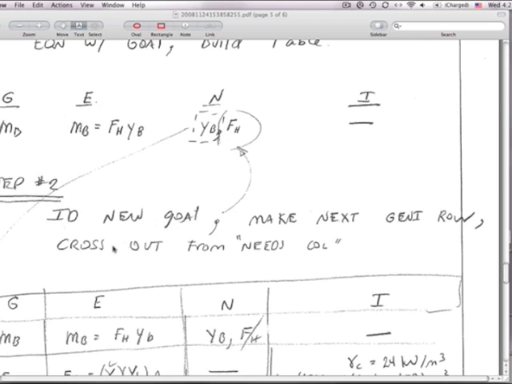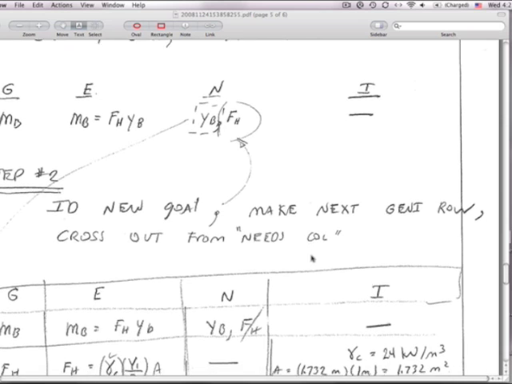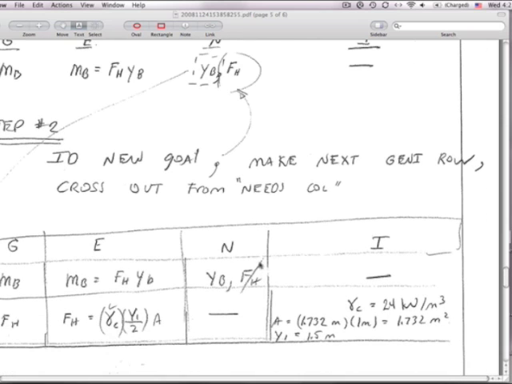Step 2 is we identify a new goal and we make our next row of our Gini table and we cross out the variable that we've now added to our Gini table. Here's what that looks like. Our new goal is the hydrostatic force, so that goes in the goal column. We've written an equation for the hydrostatic force. So we've crossed it off now out of the needs. And now we look at the variables in this equation. Gamma concrete we know, we write over here. Y1 we know, we write down here. And the area is easily found and we write it right here.